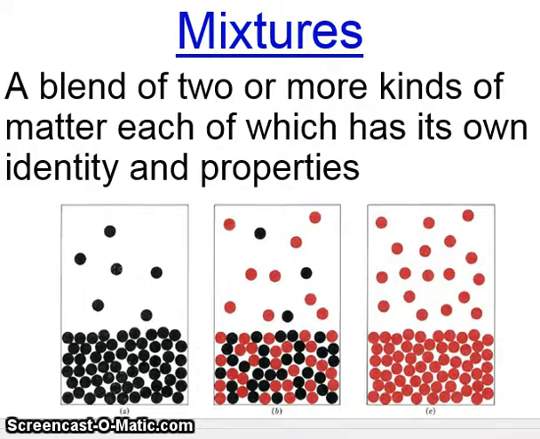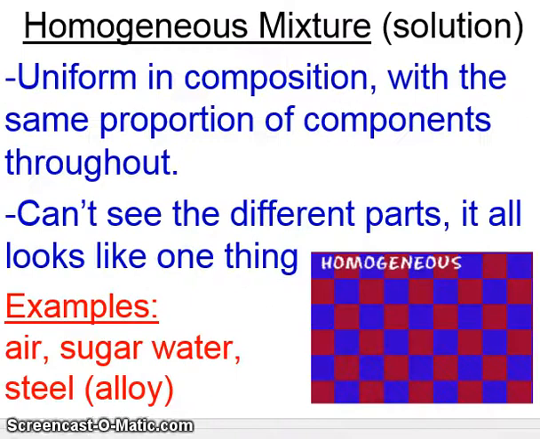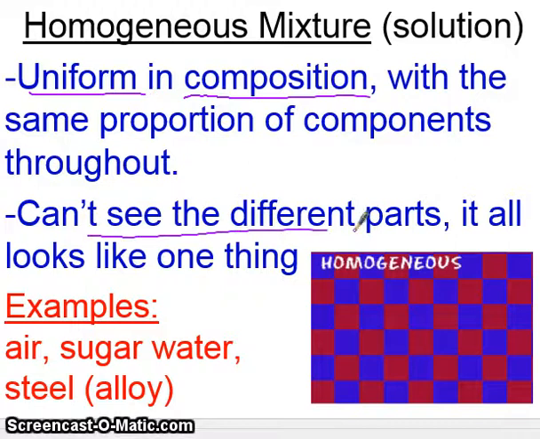The mixtures can be homogeneous. If the mixture is homogeneous, that means it's uniform in composition, which essentially means it's the same. Uniform just means the same throughout. So everywhere it's the same. And usually you cannot see the different parts of the mixture. So the visual here is a checkerboard, and each portion of the checkerboard is exactly the same. You can't really distinguish one side from the other.